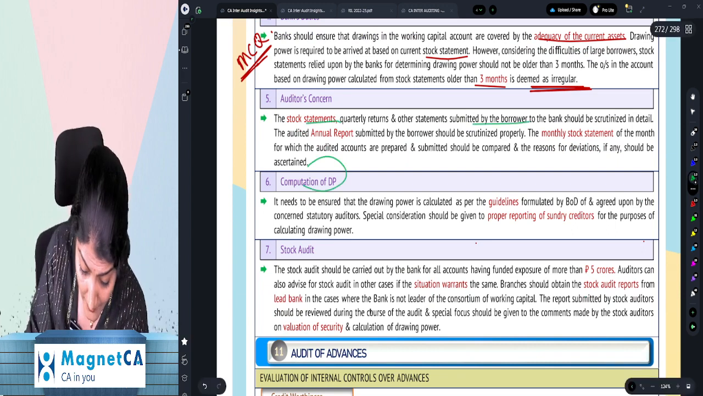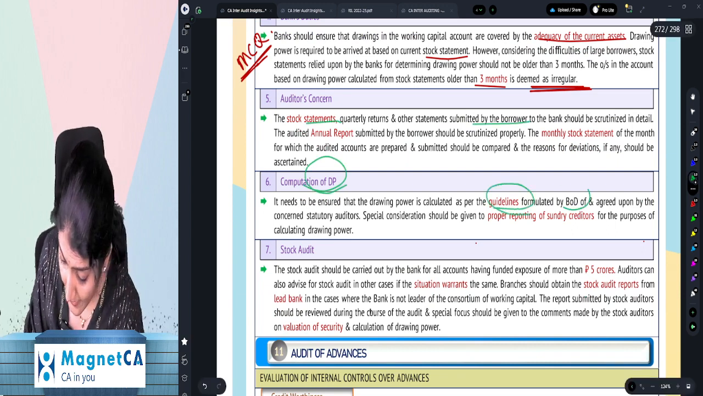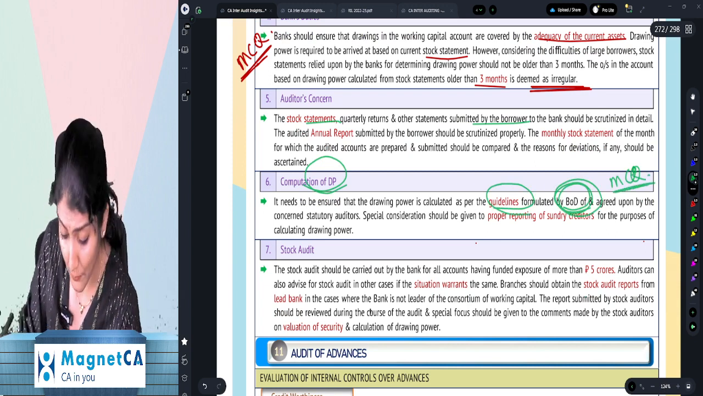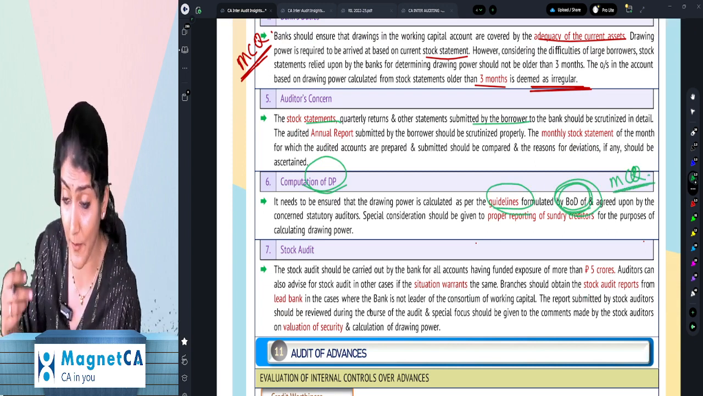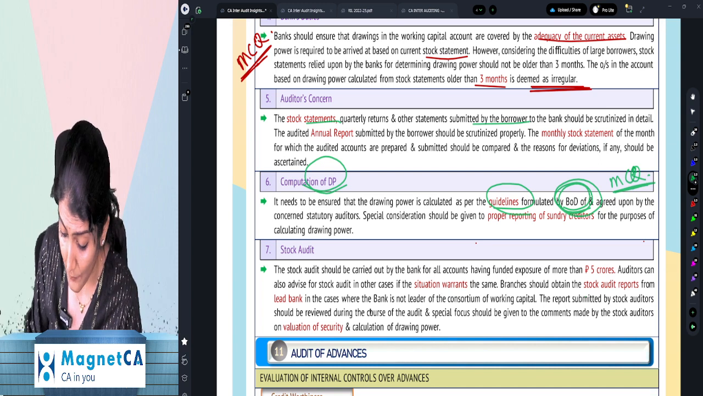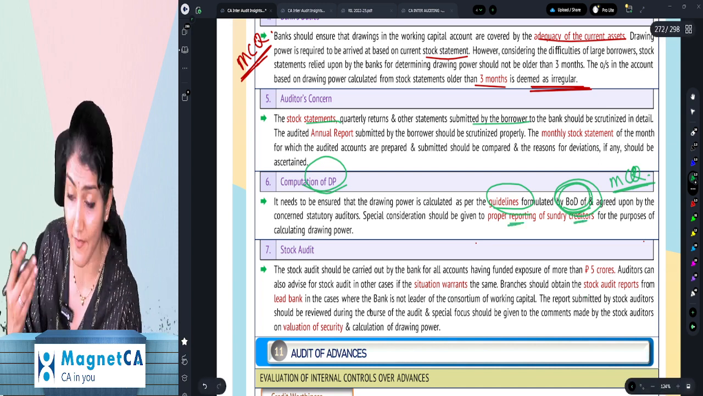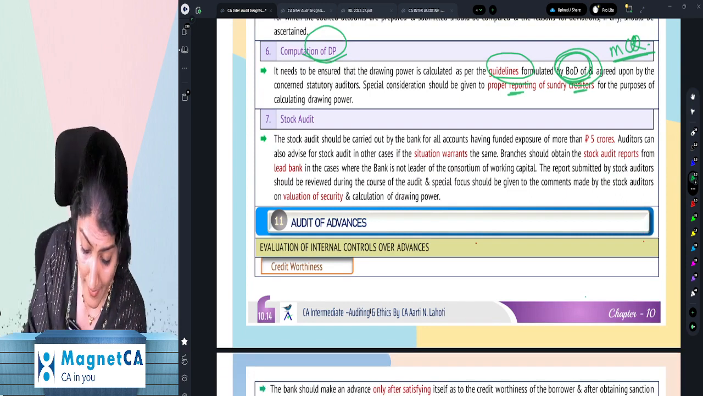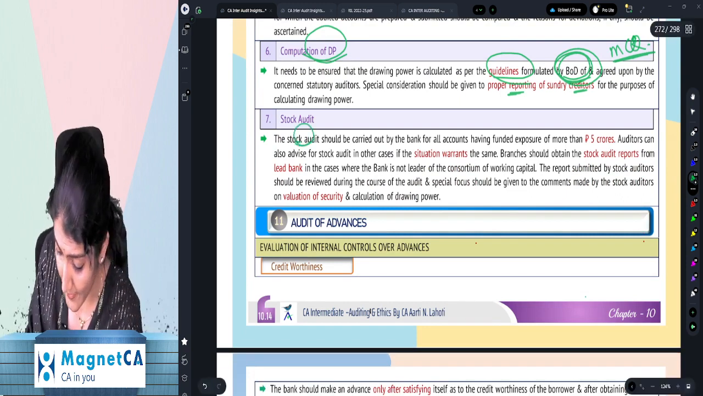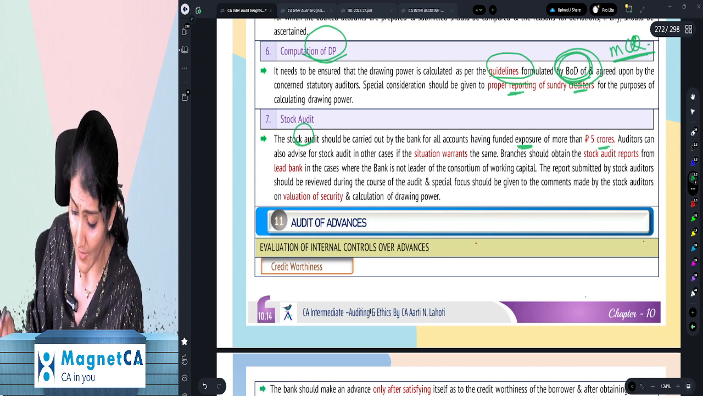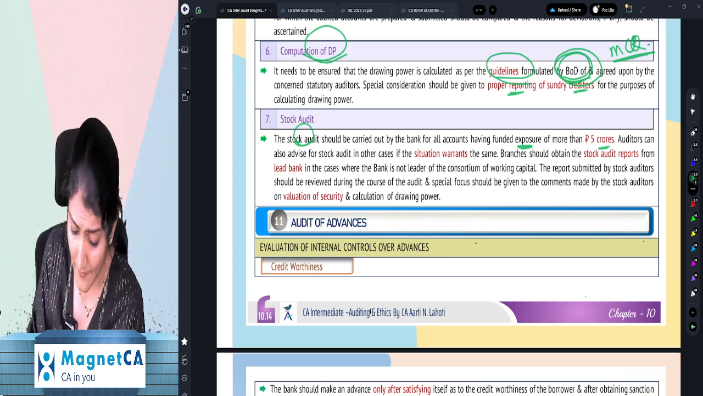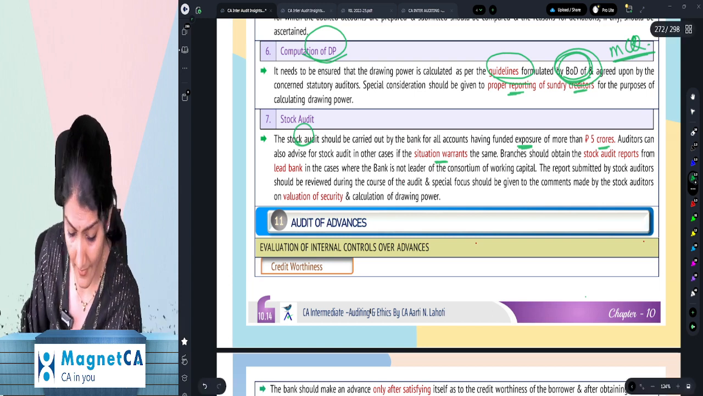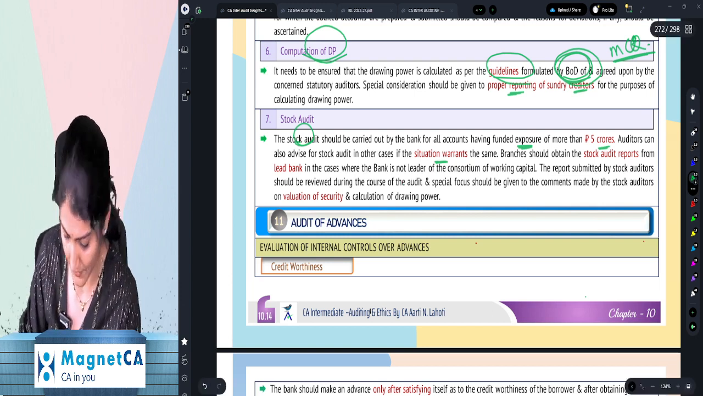Then also check whether computation of DP has been done as per the board of directors guideline, MCQ. Okay, who will lay down the guidelines for computation of the DP? The board of directors, right? And proper reporting has been done of the sundry creditors, that is all the payables of the borrower. And sometimes the bank may also require a stock audit if the exposure is more than 5 crore. Sometimes even if it's less than 5 crore, the stock audit may be required, okay?